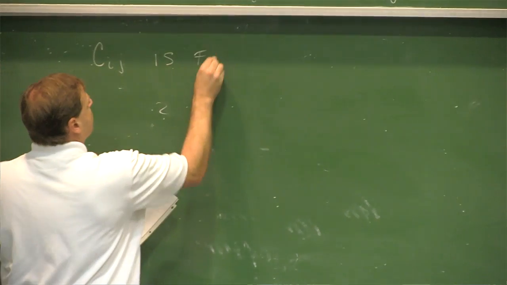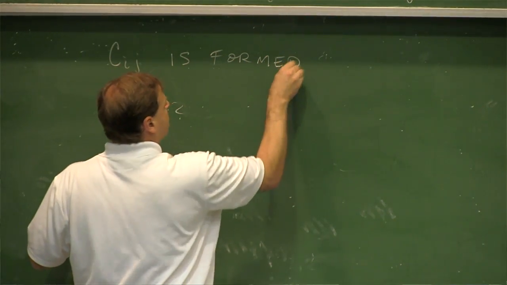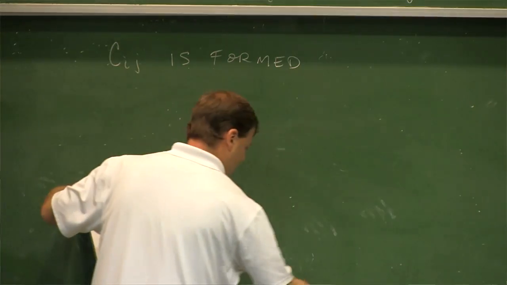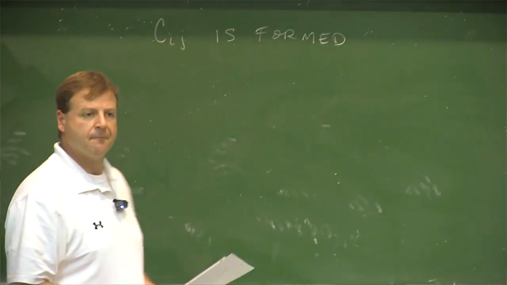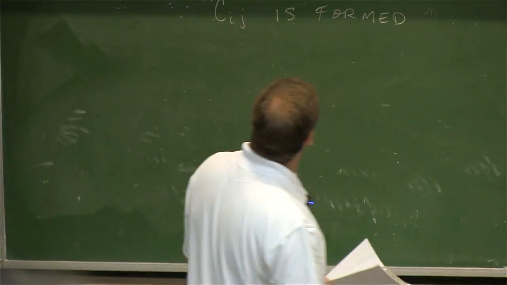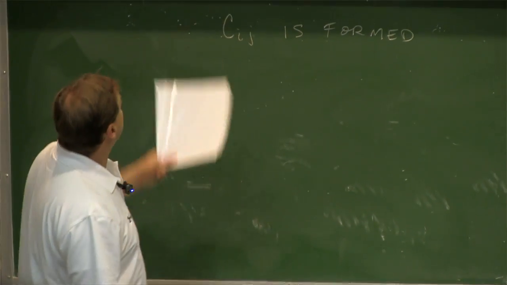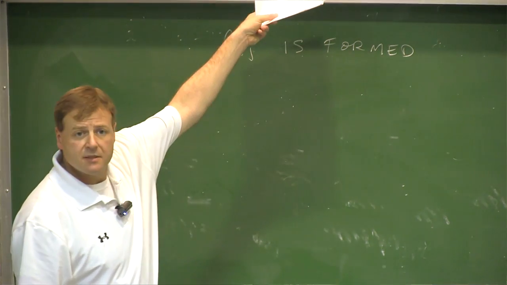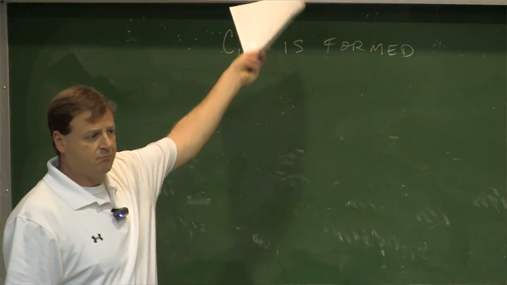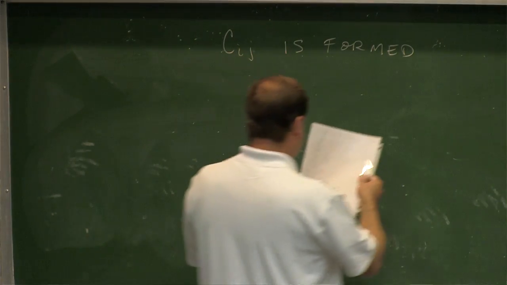Cij is formed... how is it formed? Okay, let's write it out. What am I going to do? I'm going to multiply the elements of the ith row with the elements of the jth column, and then I'm going to add them. That's what I'm going to do. So I'm going to write that down.